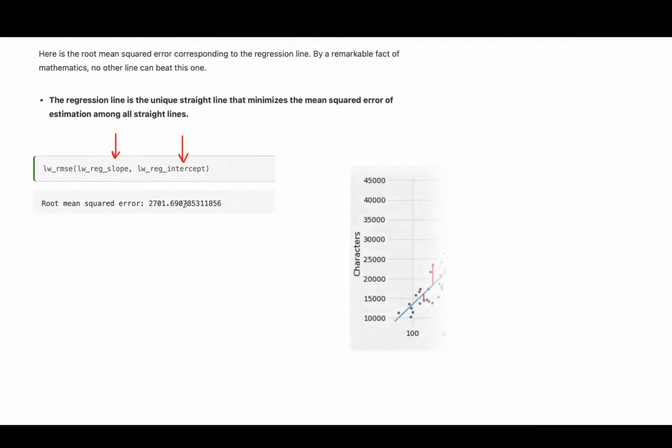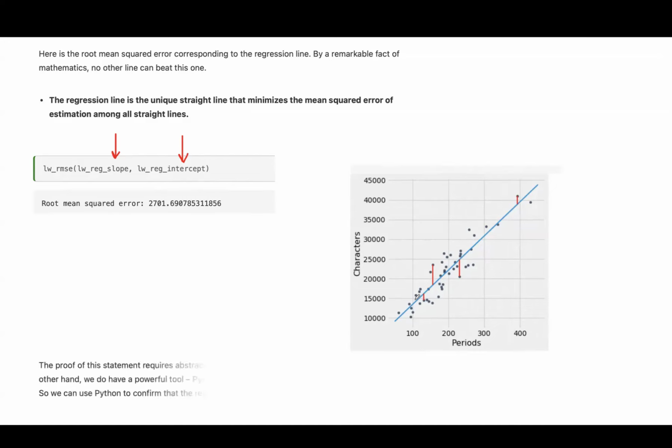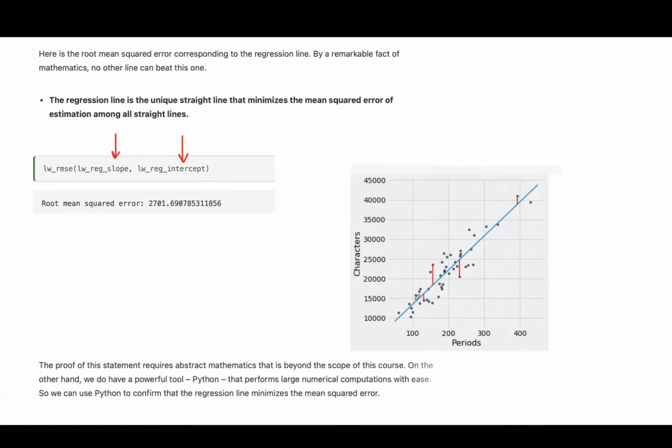Here we have the regression line. Some of the residuals are located here. And as you can see, the residuals are well behaved. The proof of this is basically related to math proof, which is beyond the scope of this course.